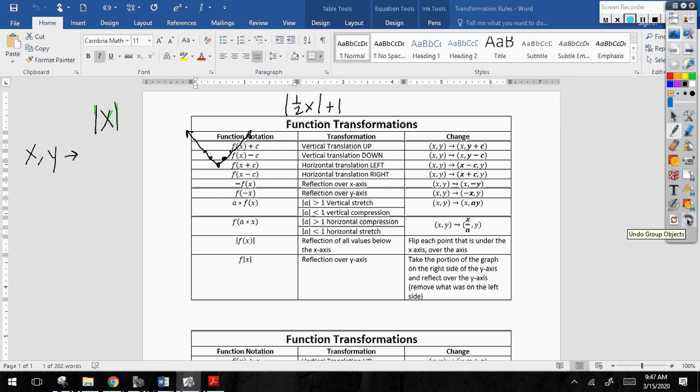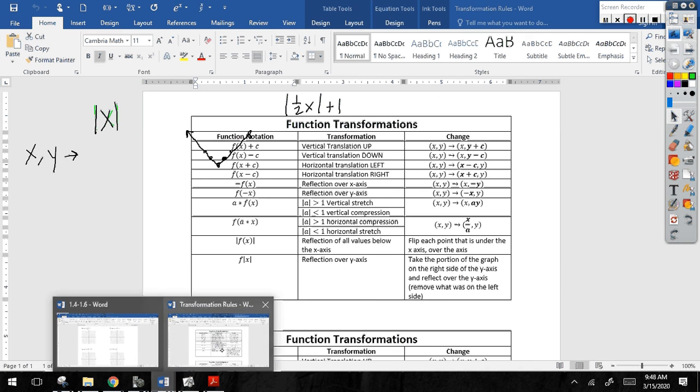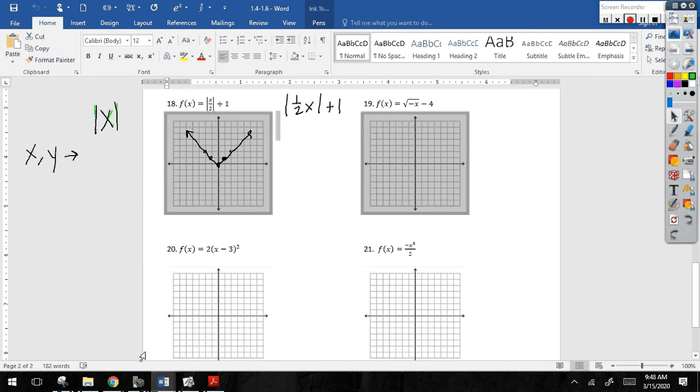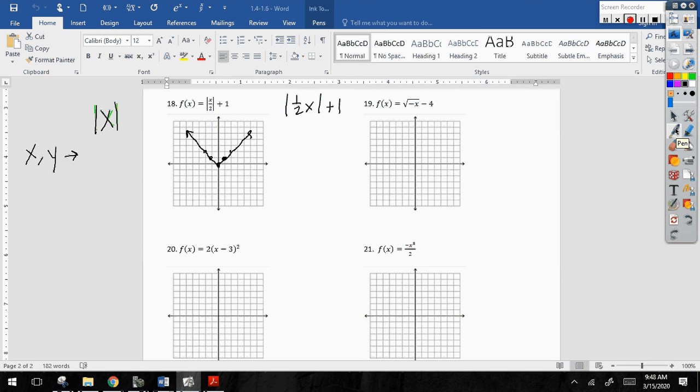So I want you to think about something for just a minute. If I took the x and divided it by a half, dividing by a fraction is the same thing as multiplying by the reciprocal. So really, I'm going to take every x and multiply it by 2 because I don't want to divide it by a half, and then I'll keep y the same.